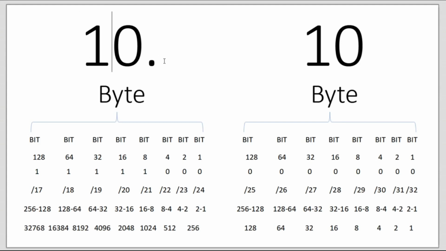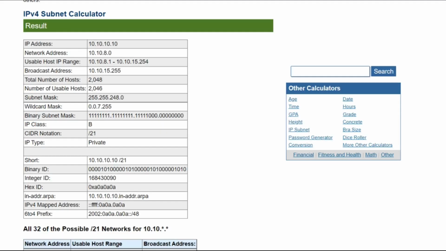Talking about subnetting and how we can find the IP range if we have the IP address and the subnet mask. Assume we have the IP address 10.10.10.10. We see that with /21, it is in the range from 8.0 to 16.0. All right, cool.